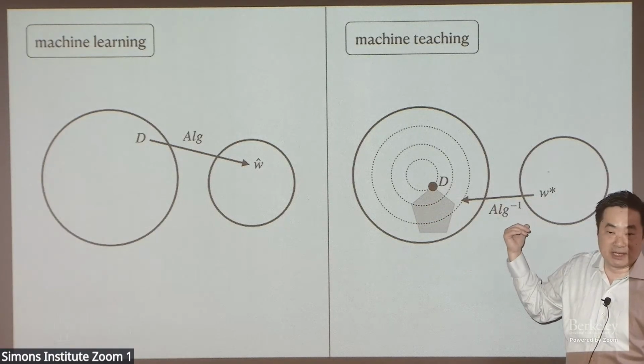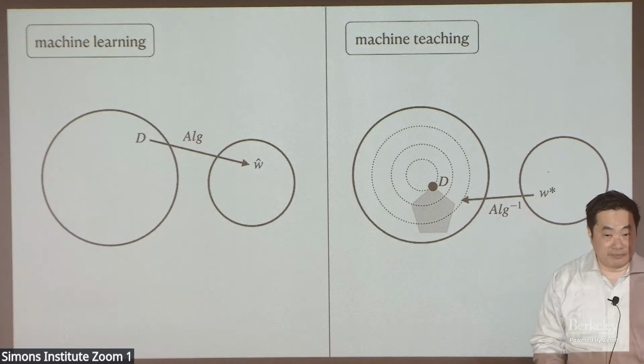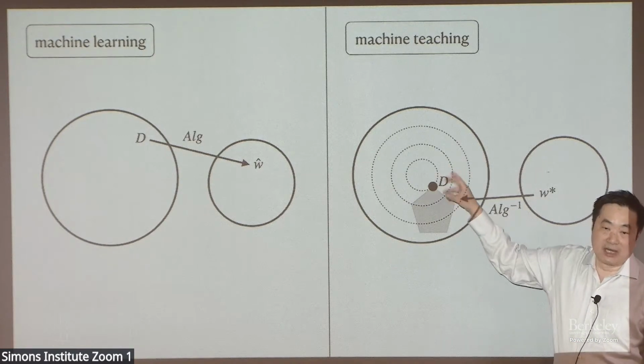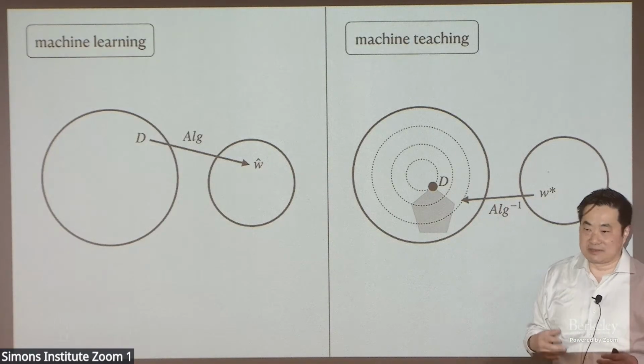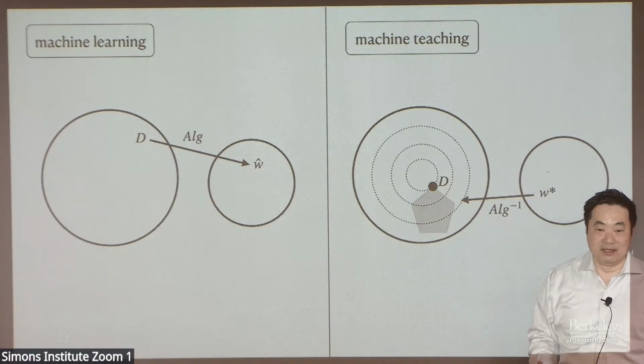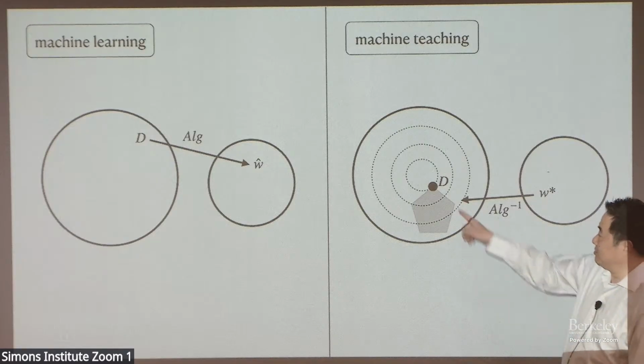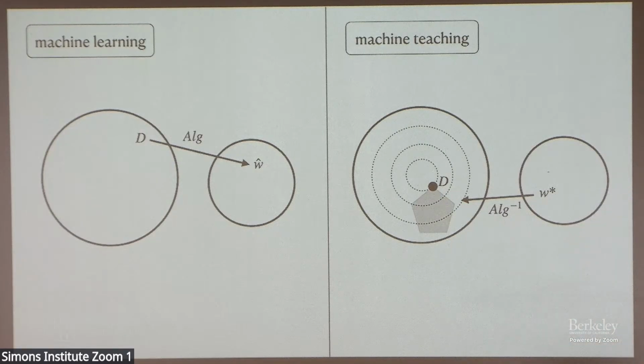as we saw previously, there could be multiple data sets that map to w star, and the teacher may have preferences, and those are the contours. For example, I might prefer the smallest cardinality D to do this job, and so that would be the preferred training set.